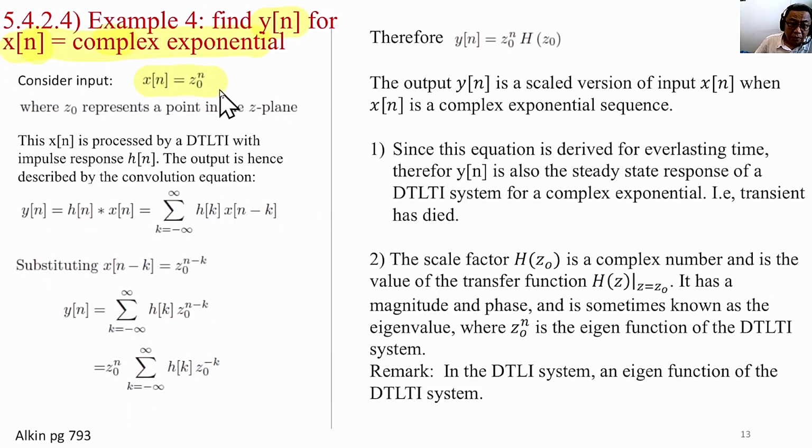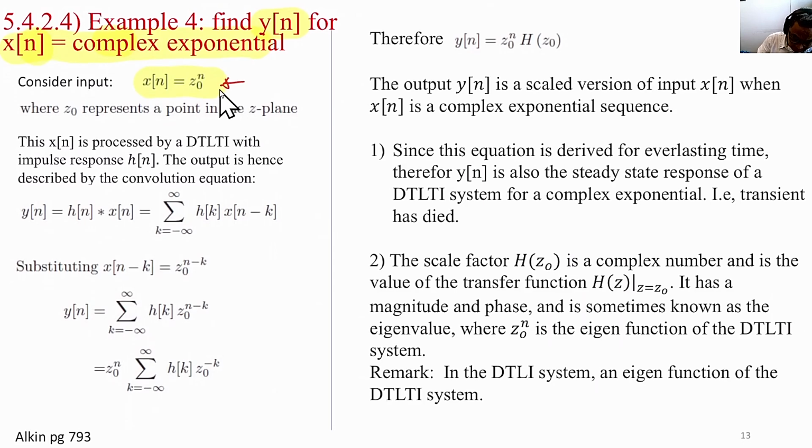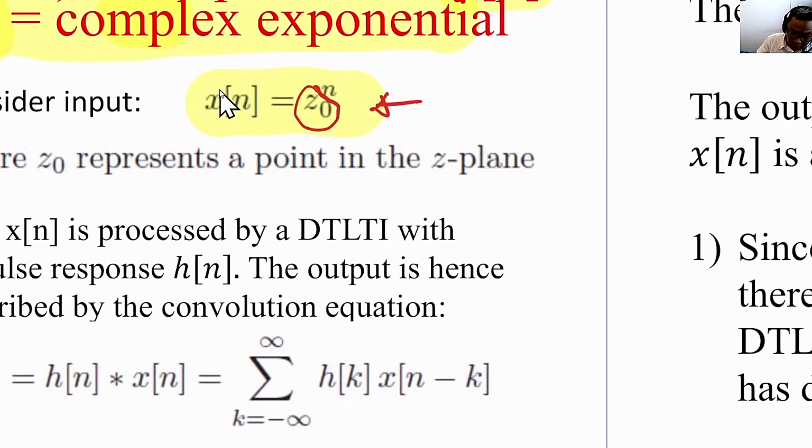In particular, we say that the input signal x[n] is represented by a complex number z0, and this z0 will change with n, the time index. So when n equals 0, z0 to the power of 0 is 1, and when n equals 1, it will be z0, and when n equals 2, it will be z0 times z0, and so forth. In this example, we are considering n from -infinity to +infinity.